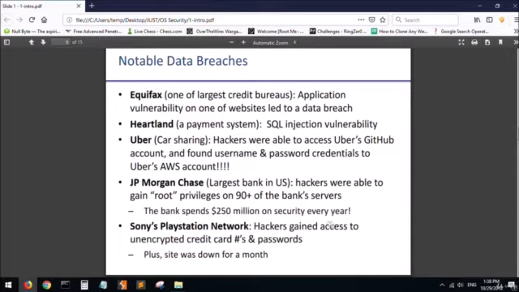Imagine that. Now, Sony's PlayStation Network, of course it is famous, PS4, PS3, and so on. Hackers gained access to unencrypted credit card numbers and passwords. Plus, the site was down for a month. Imagine a company like Sony whose site was down for a month. Imagine that. How much was lost?